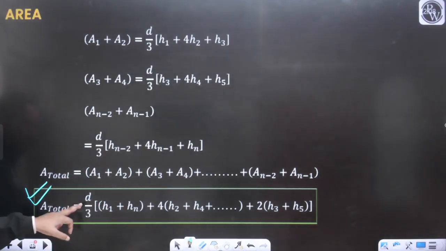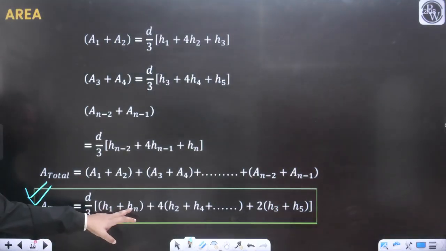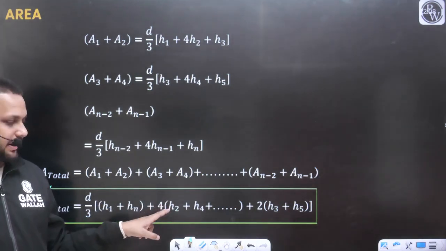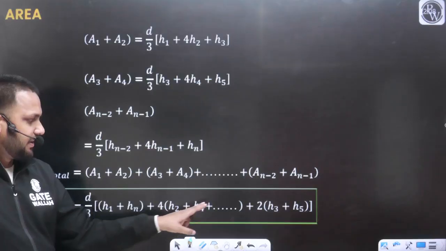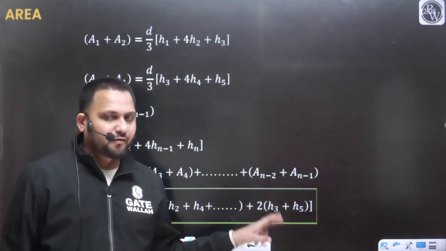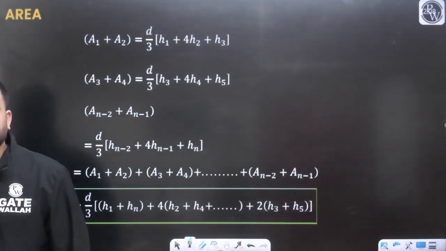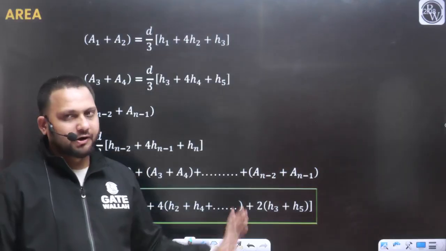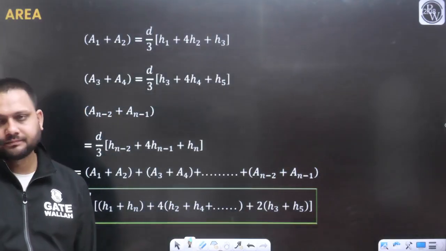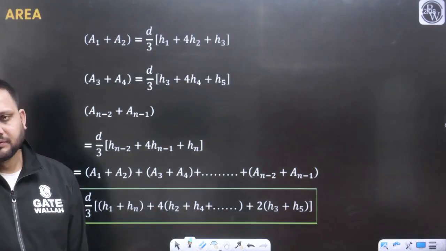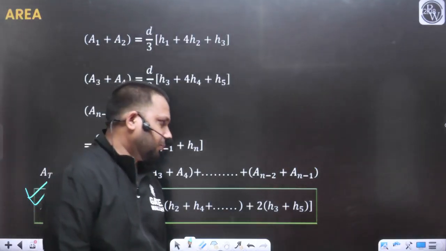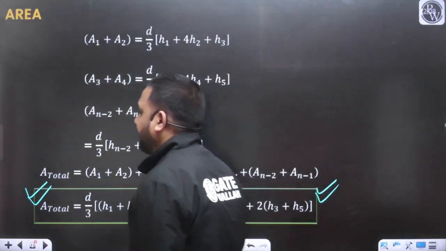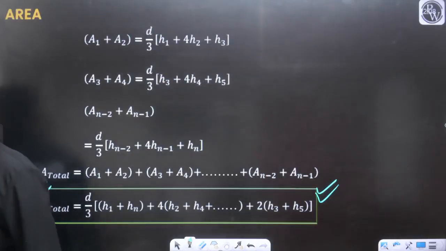This is going to be d by 3 times the sum of the first and last offsets, plus 4 times the summation of the even offsets, plus 2 times the summation of the odd offsets. So first and last, 4 even, plus 2 odd. This is the formula that we can use for the calculation of the area with the help of Simpson's method.